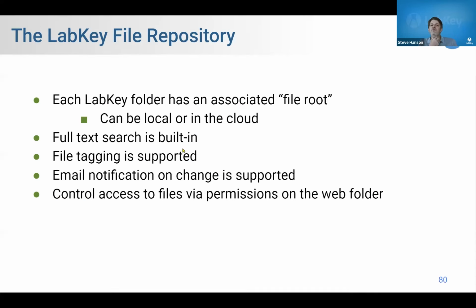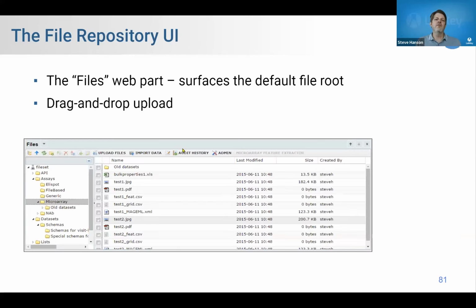Again, it's full search. Also, file tagging is supported. So on import, you can have LabKey ask for different tags on that file. That can be really like layering it with metadata. You can do things like have email notification, more like a filled out Dropbox kind of functionality. And you can control access to the files using the same mechanism that we talked about yesterday, like assigning roles to people in folders. The UI looks like this. We've looked at that.